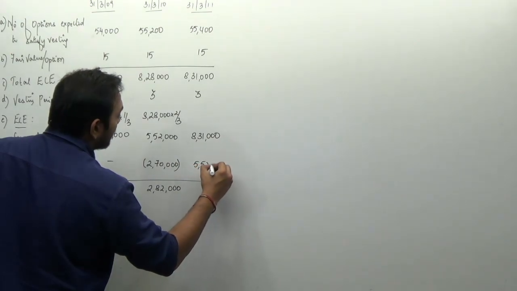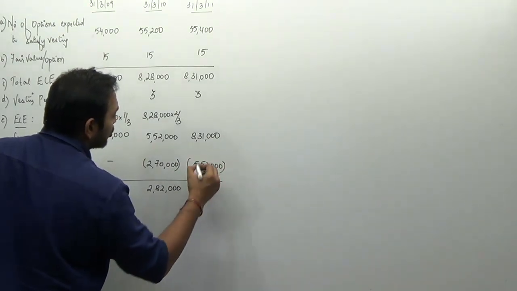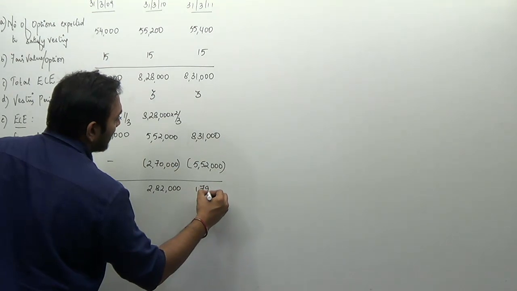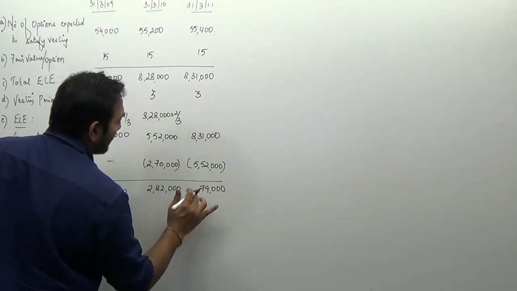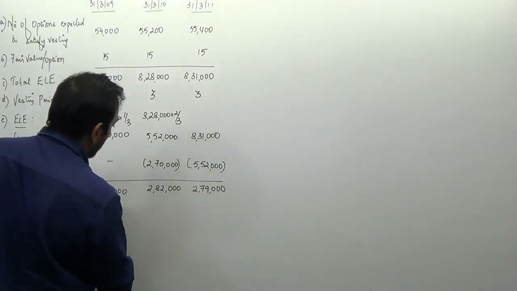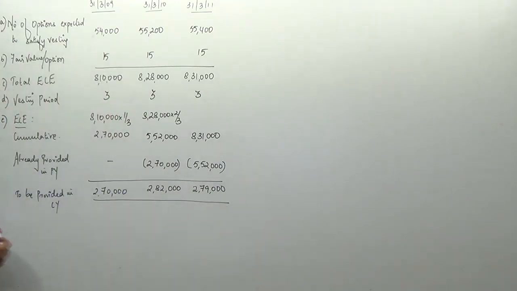5,52,000 already provided in year 1 and year 2, so to be provided is 2,79,000. These are the amounts, then go for the accounts. You got the amount of the provision to be maintained every year. Prepare both the accounts, ES outstanding and EC.